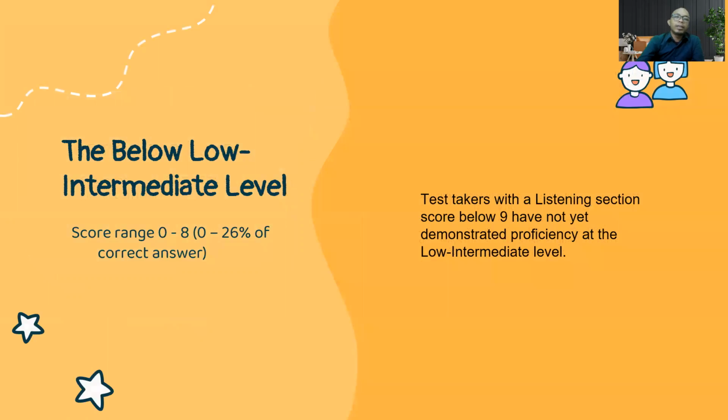Okay, and the lowest level is the below low intermediate level for those who score between 0 up to 8. The students at this level simply show that they cannot reach the low intermediate level yet. And that may mean that they have to improve their basic listening skills and English in general.